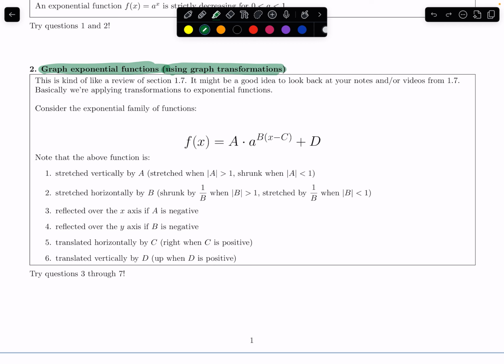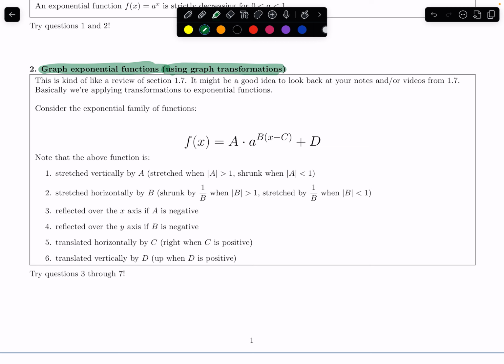We've actually seen these same exact transformations back in section 1.7, so I recommend going back there to look at those. We also talked about transformations, I believe, in the chapter where we had the library of functions. Beautiful chapter. Here we're applying them to exponential functions, which we were introduced to in the last video.